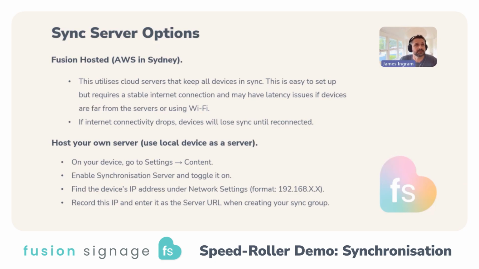But if you do notice that this is not on par with what you want for your brand, you have a second option, which is host your own server. This turns one of your local devices into a local server, no longer relies on the AWS servers based in Sydney, and you can then get a little bit better latency depending on your local network. Obviously, things like Wi-Fi and local network speeds are also going to come into it. There are other benefits for using local in terms of if the internet does drop out, then obviously you can't communicate with the servers based in Sydney, so they won't be in sync again.